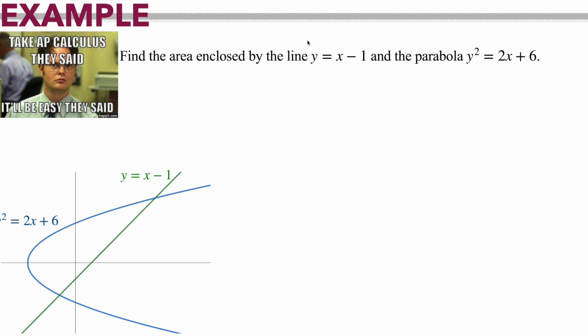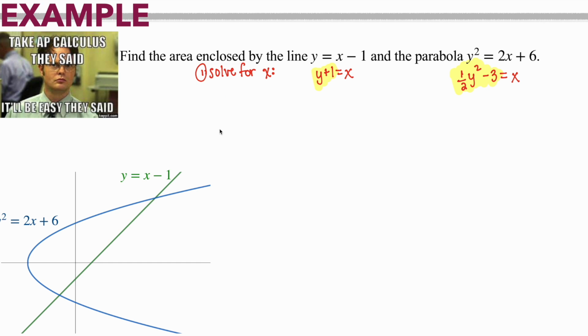Here is actually what I'm going to do. I am going to solve for x instead. If I do that, I'll get y plus 1 equals x. And then here, I'll get 1/2 y squared minus 3 equals x. I would subtract 6, but I got to divide by 2. That's how I get that. And so what we're going to do is we're now going to take the integral using these two functions.